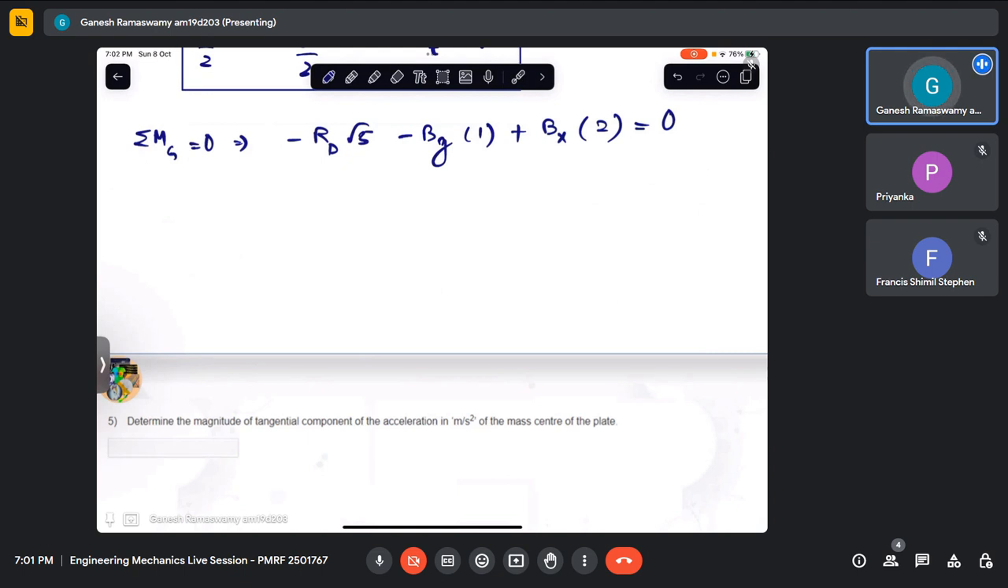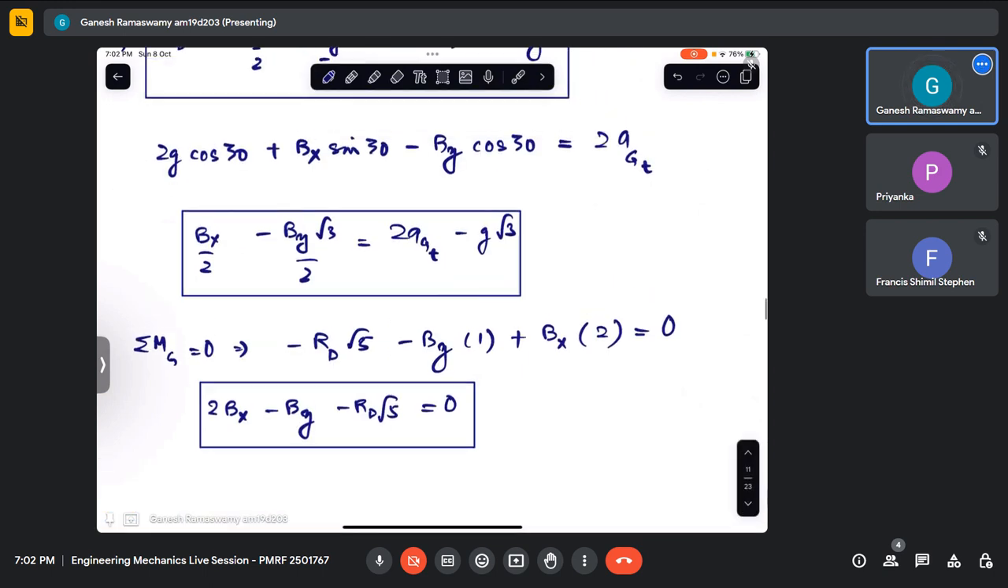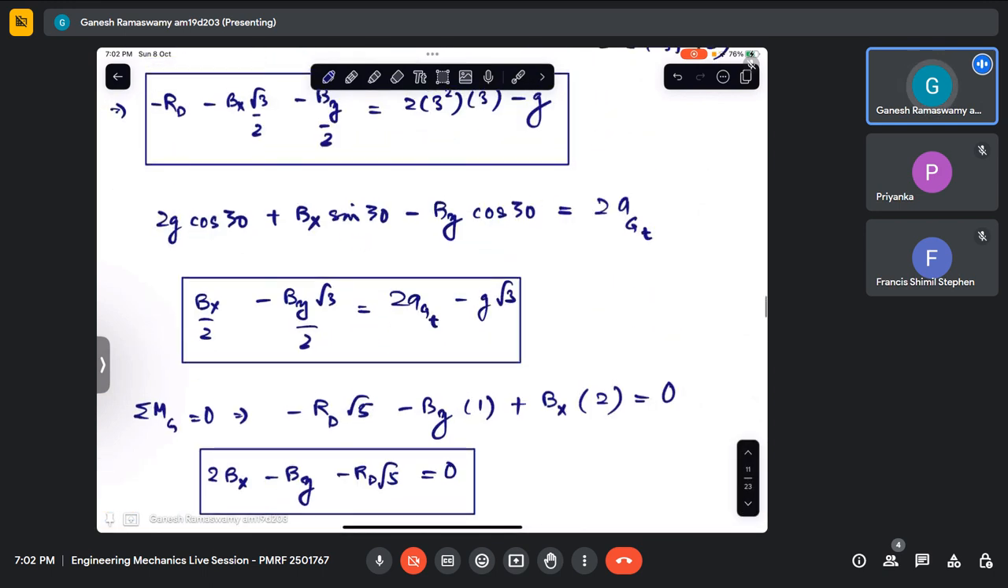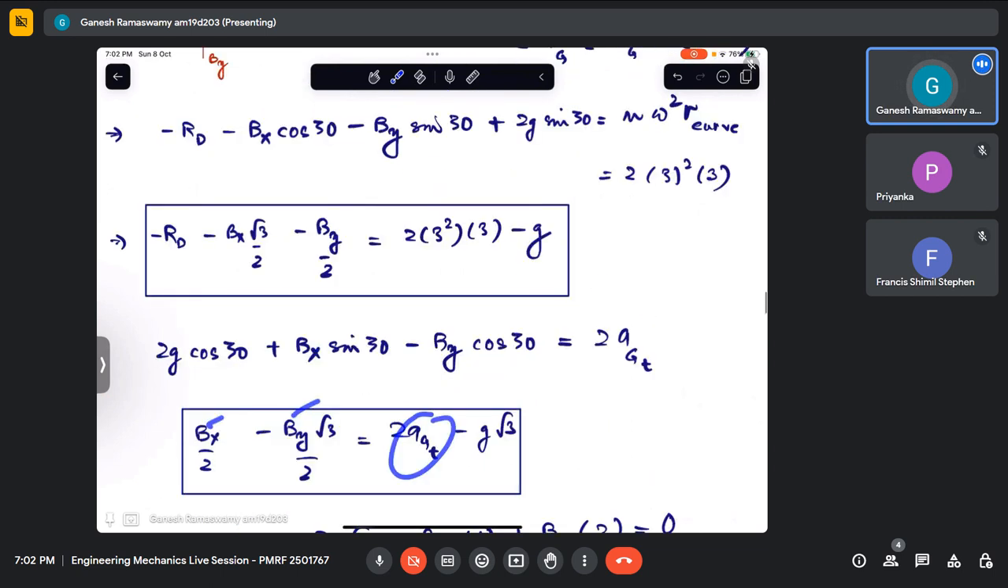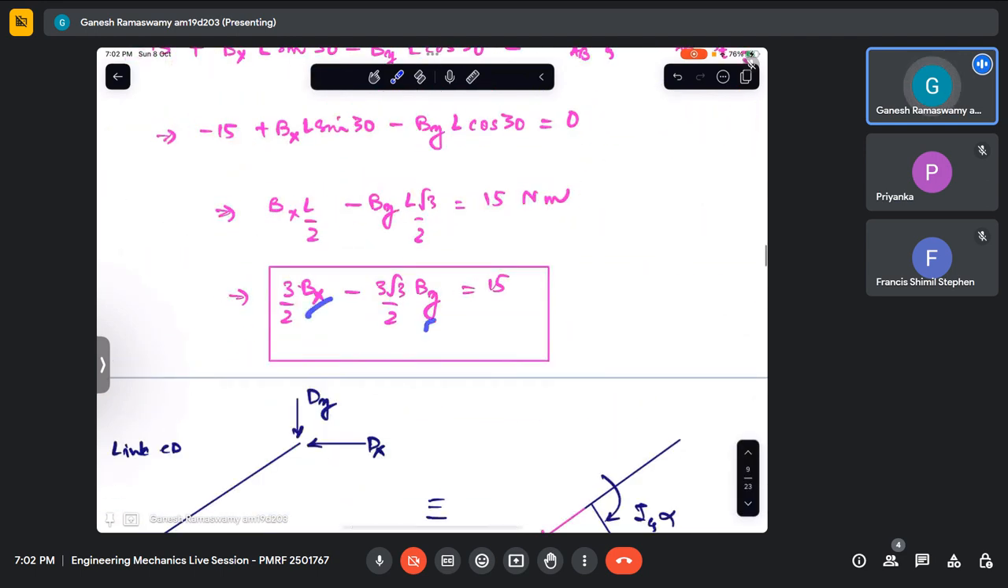So what will this give us? It gives us Bx. 2Bx minus By minus RD root 5 equals 0. So I have the fourth equation here. The unknowns being Bx, By, RD, AG, RD, Bx, By, and then here I have Bx, By. So I have all the four equations having only these unknowns.